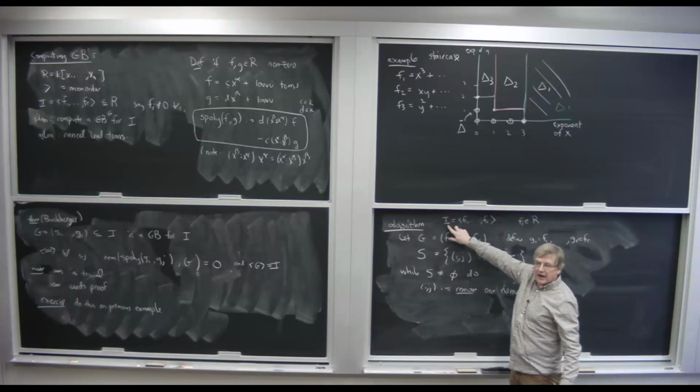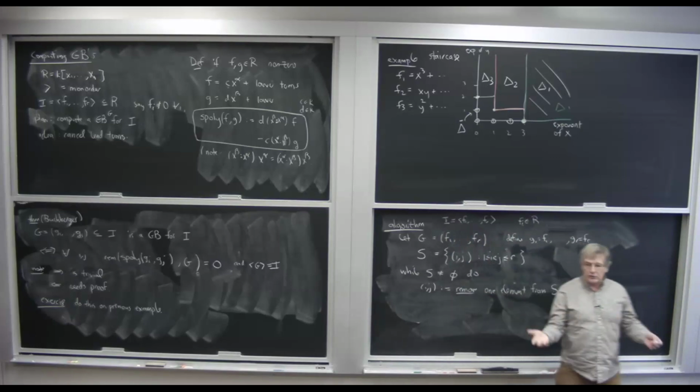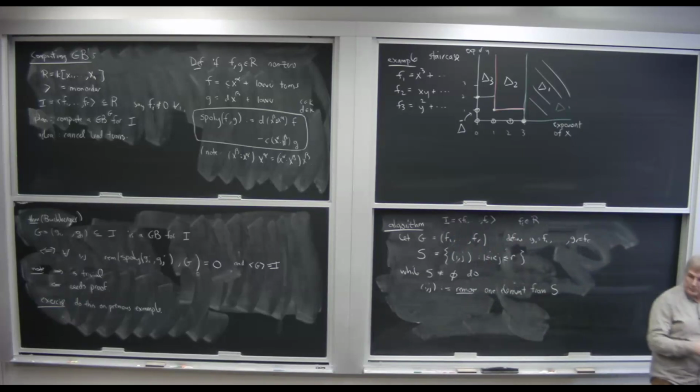They're the generators of I, and they're non-zero. Are they minimal? No, I don't care if they're minimal or not. This is not going to give me a minimal one. This is going to give me some Groebner basis, and then I have to make it minimal. A Groebner basis has no minimality assumption. It's only the reduced Groebner basis or the minimal Groebner basis that is.